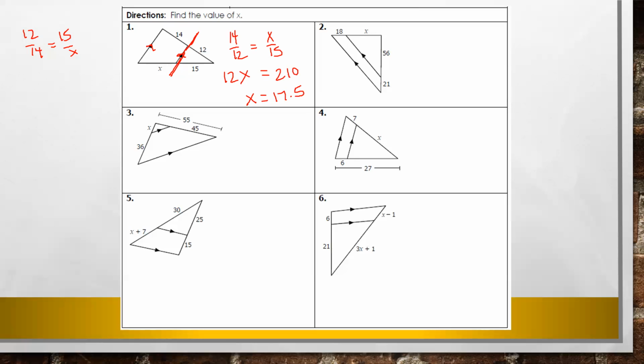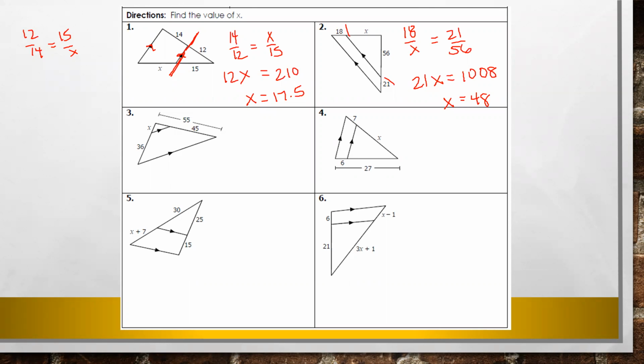Go ahead and try number two. Set it up and see what you get. Try that one now. Did you get x equals 48? If you set it up slightly different than I did, but you still got 21x equals 1008 and you cross multiplied, then you still set it up correctly. There are a few ways to set this up and they're all correct.